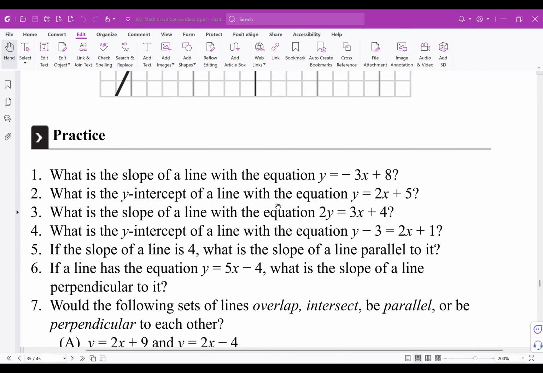5. Yes. What is the slope of a line with the equation 2y equals 3x plus 4? Is it 3? No. You have to solve it. It's not 3. What is it? Think.